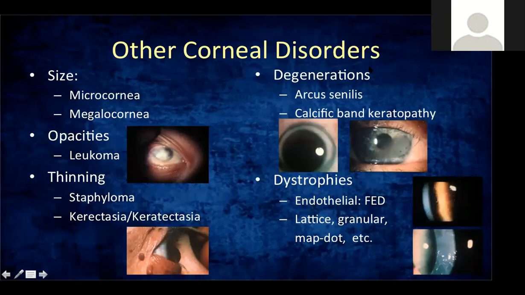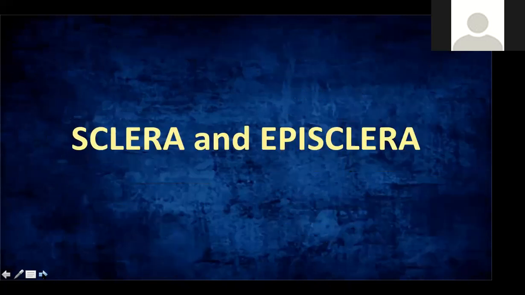So other corneal disorders in the non-ulcerative group are disorders in size, large cornea, small cornea, opacities, your leukomas or scars, thinning of the cornea, degenerations and dystrophies. All of this you can just read in your textbooks. There are too many kasi to discuss one by one.